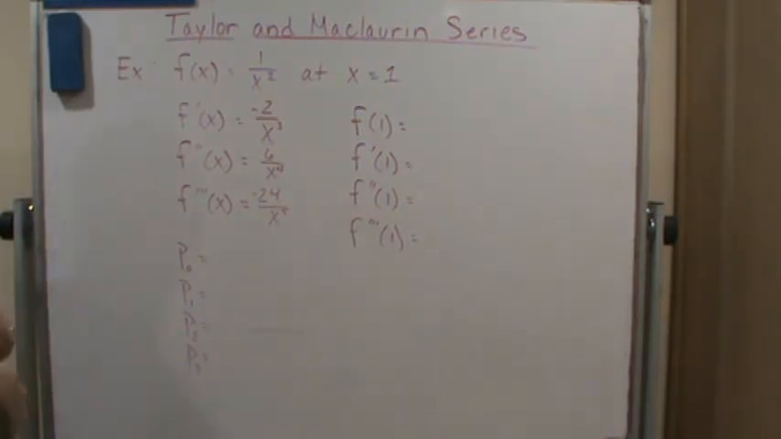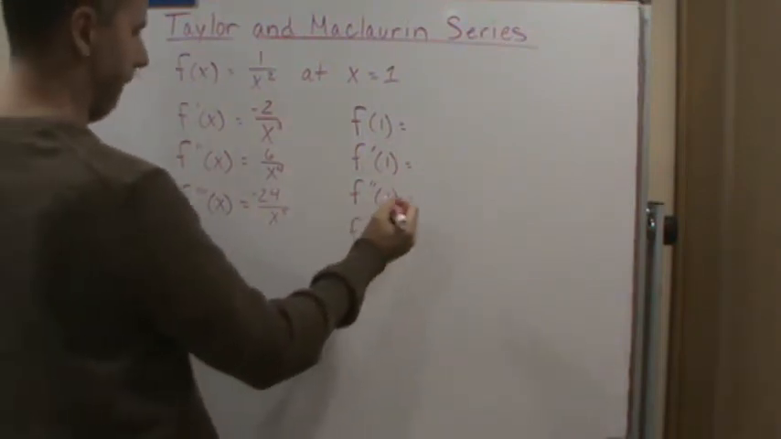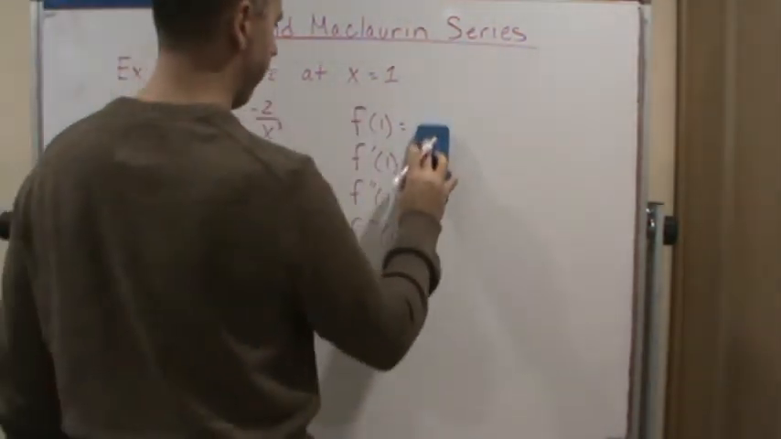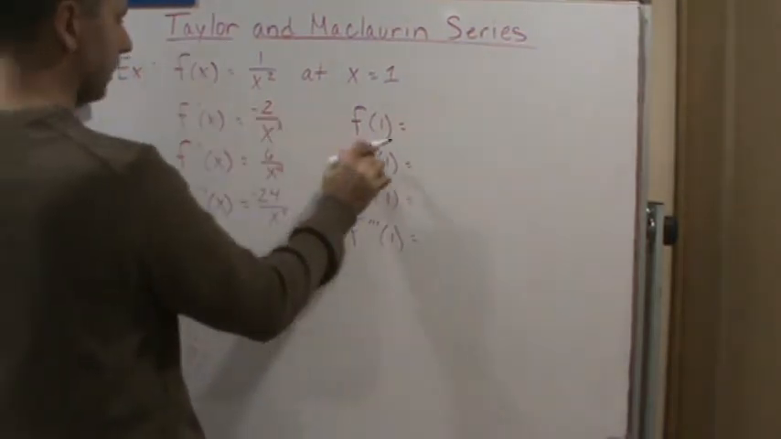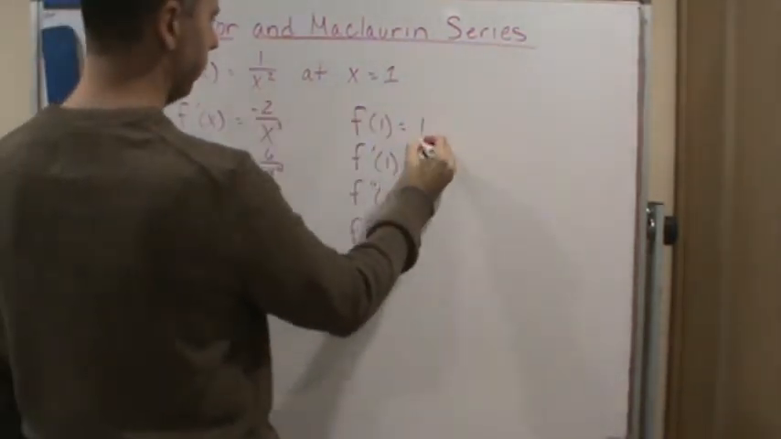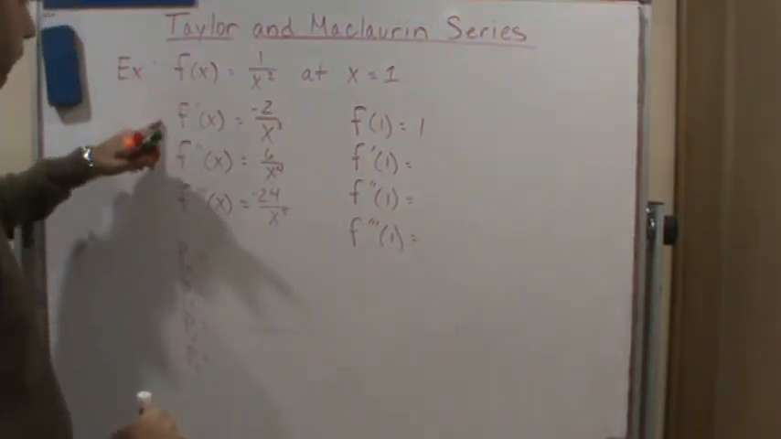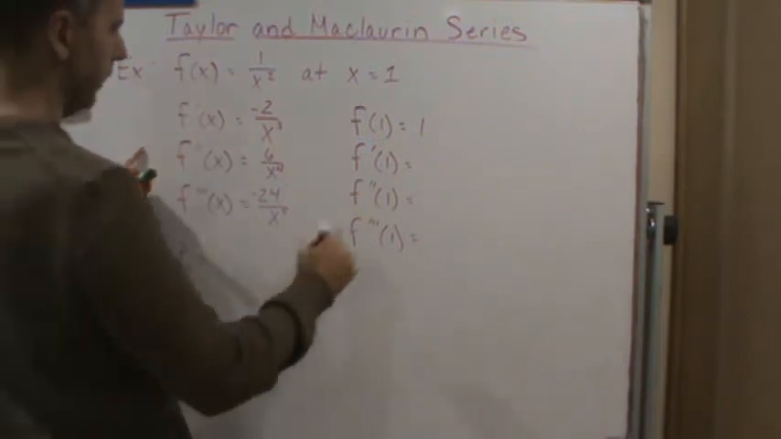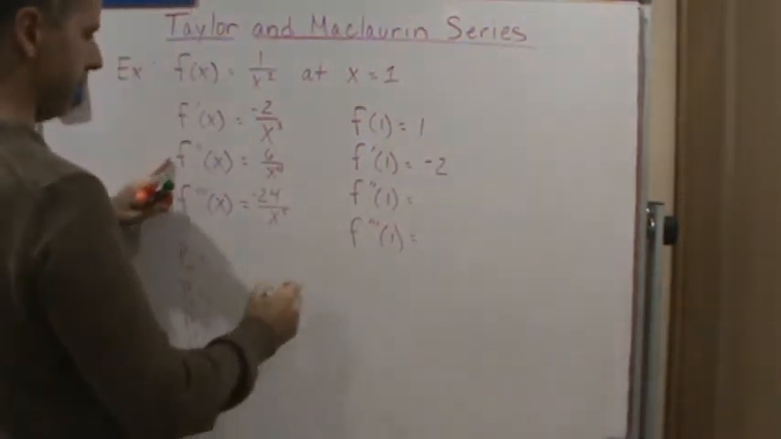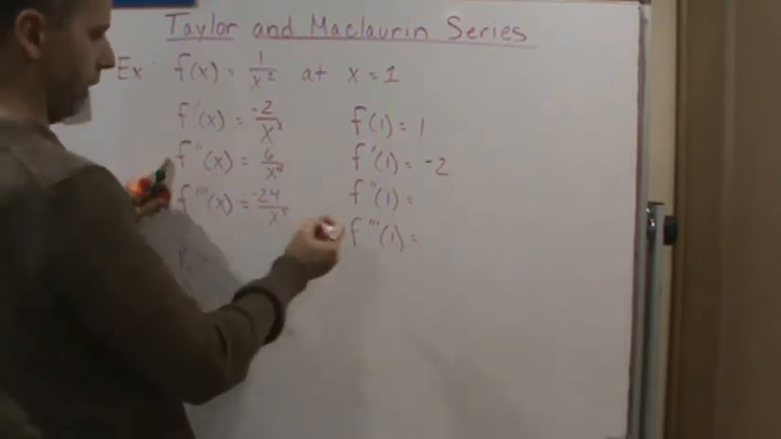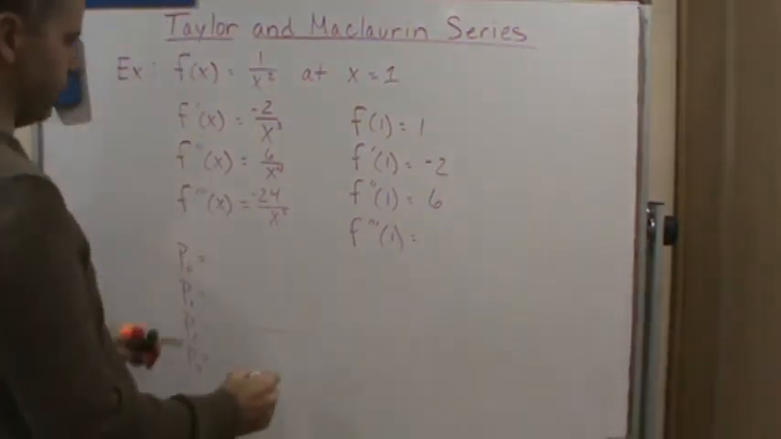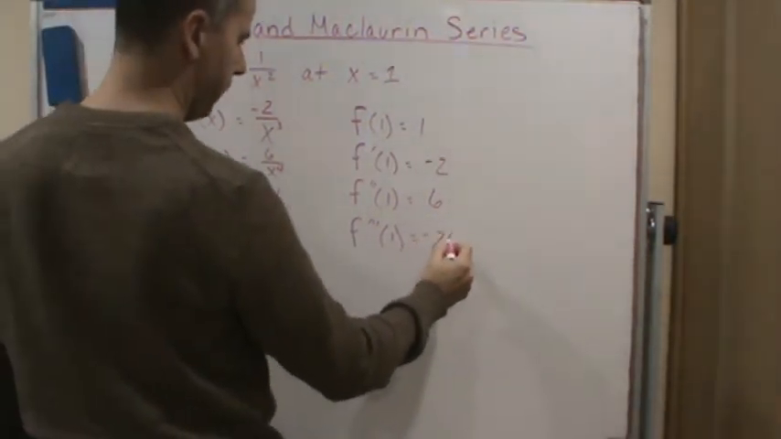Okay, now we're going to evaluate all of these at 1. So f of 1 is 1. f prime of 1 is going to be negative 2. And of course, f double prime, the second derivative of the function evaluated at 1, is going to be 6. And then the third derivative evaluated at 1 is going to be negative 24.